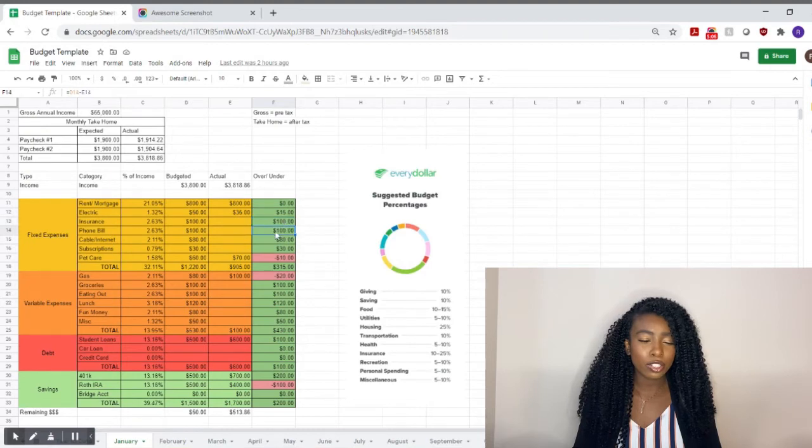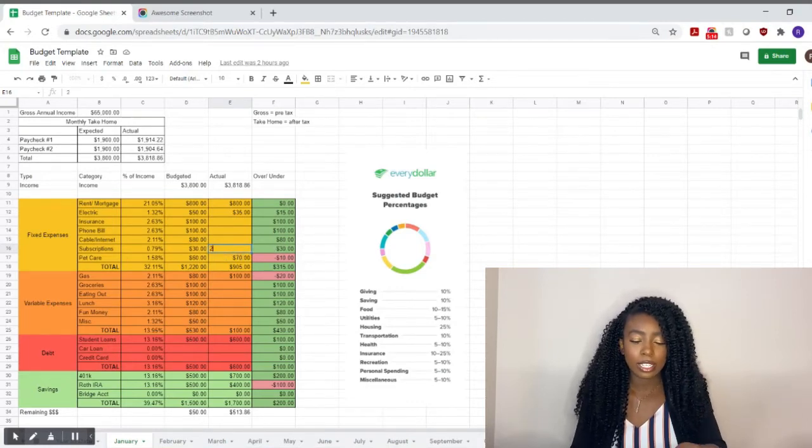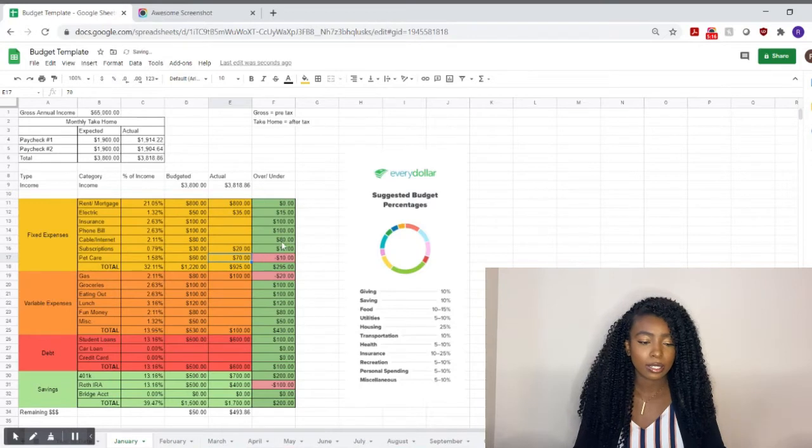So that was just to show you how everything works. All these you can fill in and they will adjust accordingly. Say you spent 20. There you have 10 left.